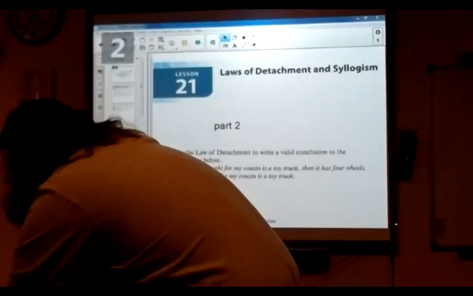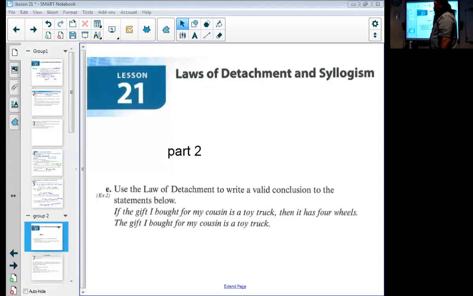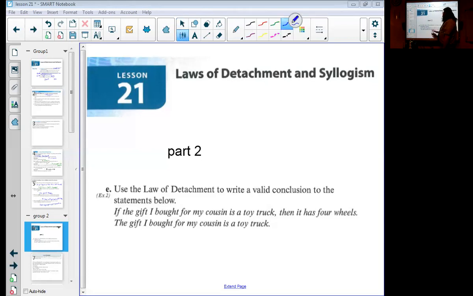All right, so today we are going over lesson 21, the laws of detachment and syllogism. We are currently on part 2. The question for part 2 says, use the law of detachment to write a valid conclusion to the statements below. So here the new pieces of information are the law of detachment, which we haven't seen before, and a valid conclusion.